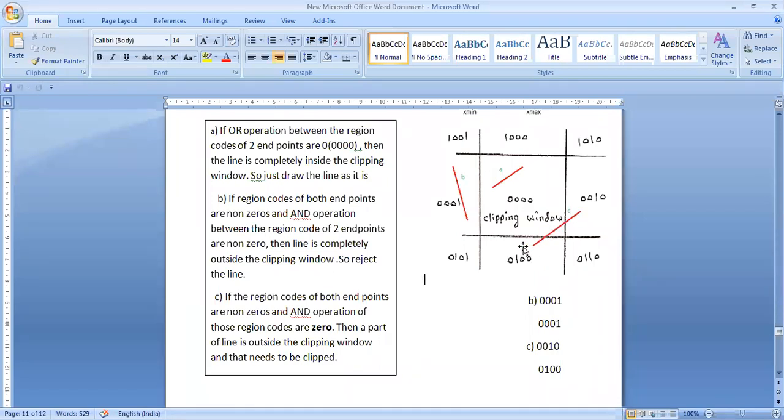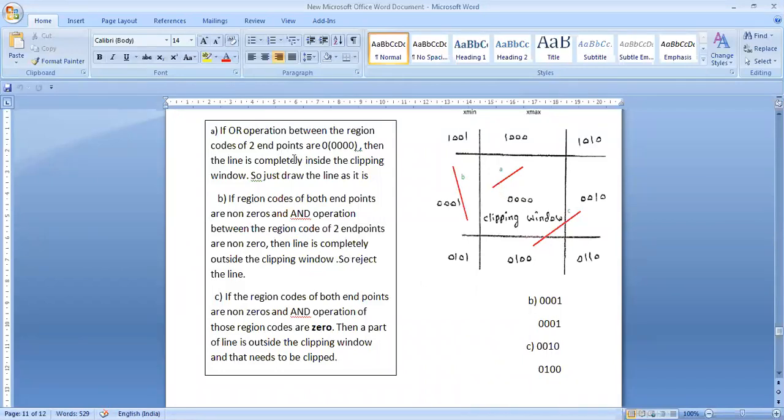Now let us see how to come to a conclusion that a line is completely inside. For this line, both the endpoints, this endpoint and this endpoint, have region code 0000.